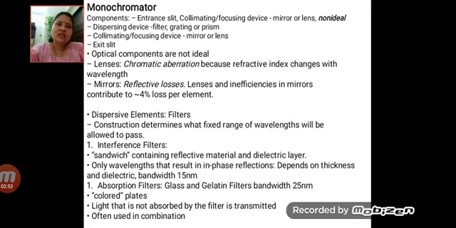Mirrors are used to reduce reflective losses, and lenses can cause chromatic aberration because the refractive index changes with the wavelength. So we'll go to the dispersive elements now. They are filters, gratings or prisms.